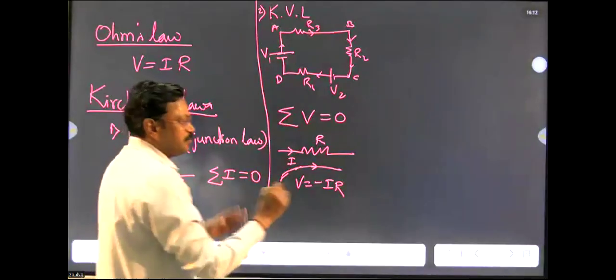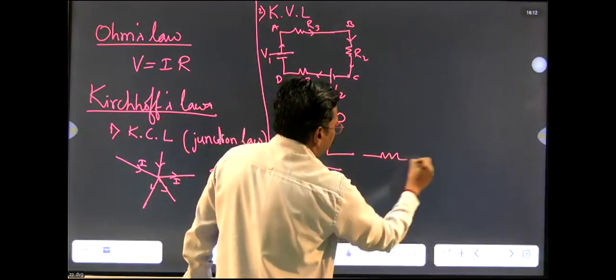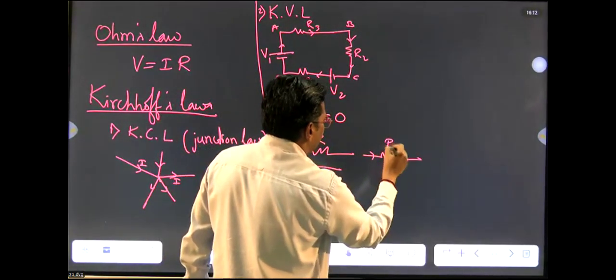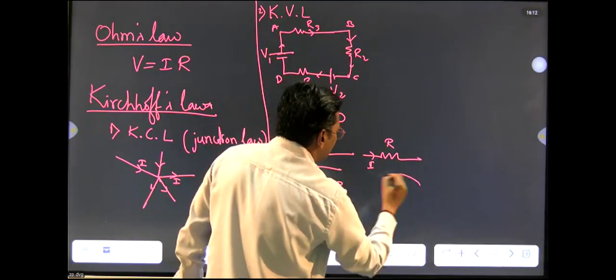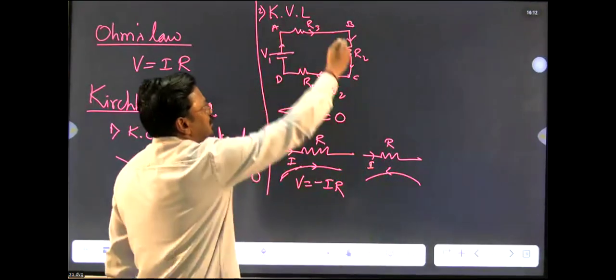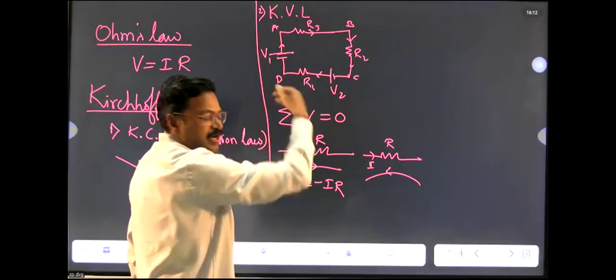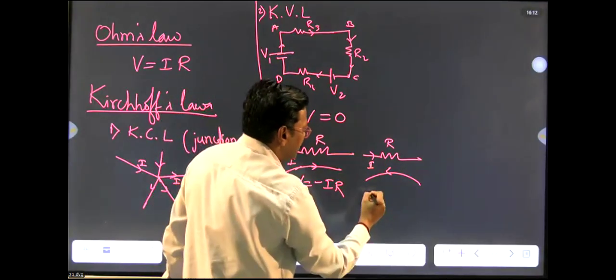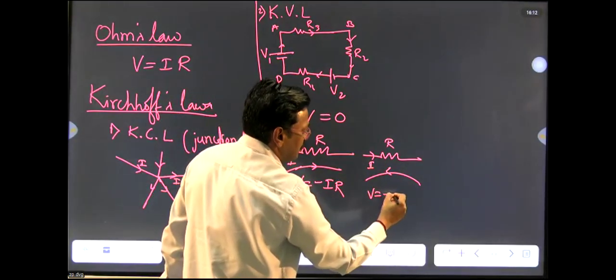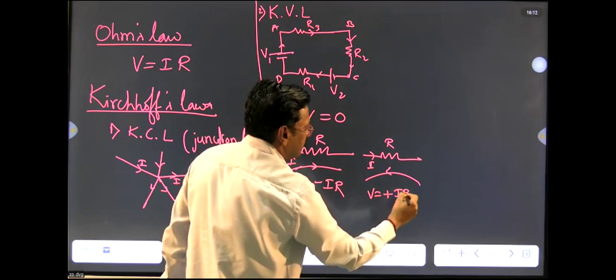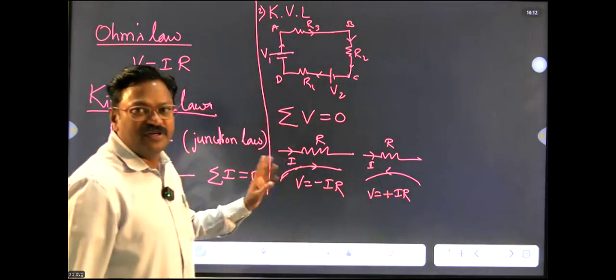Okay, for the same case, here is I and here is R, but you are traversing in the opposite direction. Now, as we keep adding the voltage drops, if the path is opposite to the direction of current, then the voltage drop is taken as positive. V will become plus IR. Okay, so these are the rules applicable for resistors.